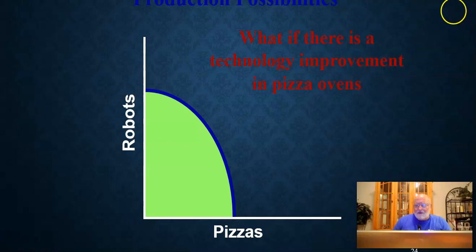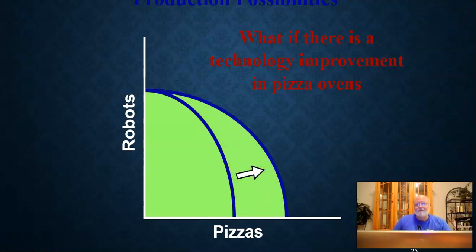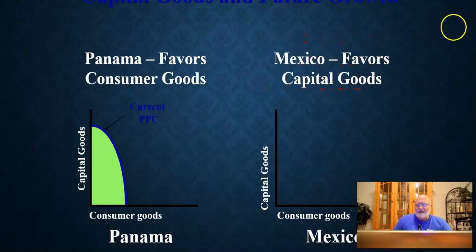Everything's going to stay the same for robots, but the number of pizzas being made is going to go up. So again, if you want to draw that one, fine. Before I throw a big test on the PPC on you, we will spend more time reviewing. And I talked about this briefly the other day.